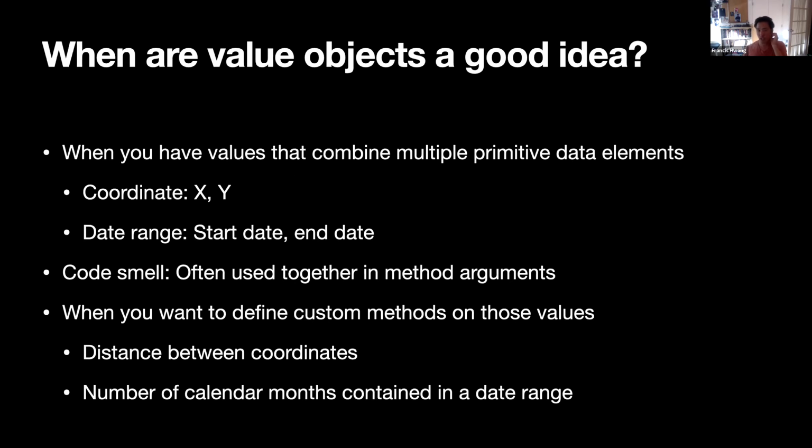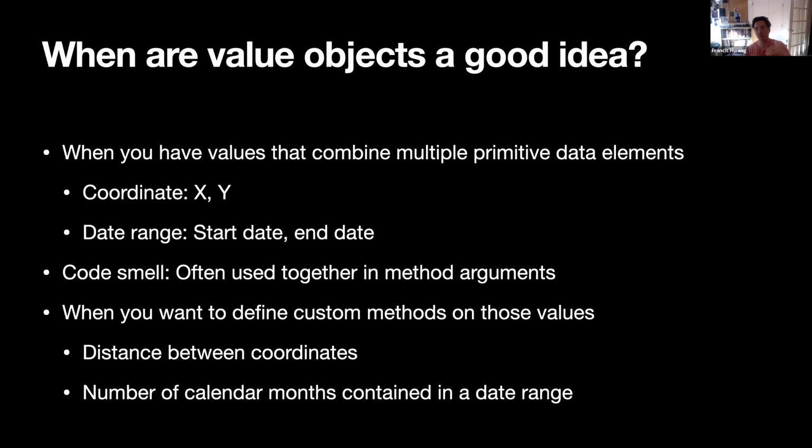So when are value objects a good idea? There are some good signs that you have a good use for value objects. One is if you have multiple primitive data elements, like coordinates, x, y, or date ranges, start date and end date. Often when you're writing a lot of methods and the arguments have the same sets of parameters in them, that's often a good sign, right?